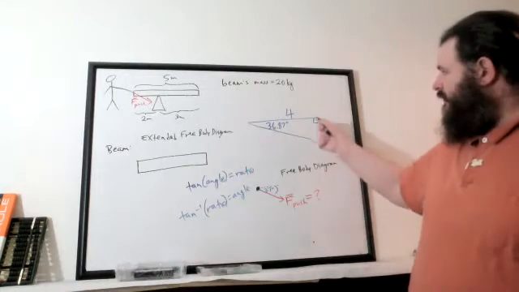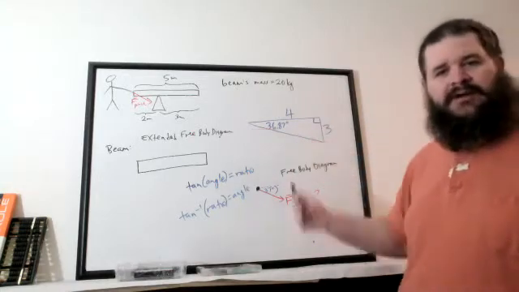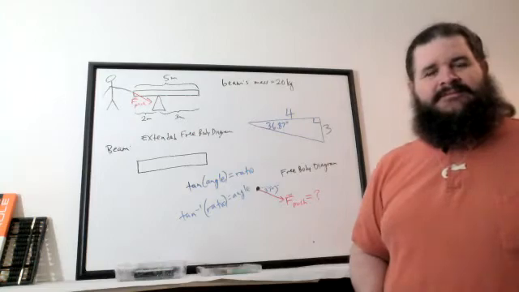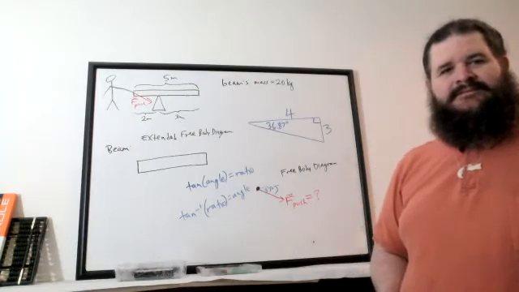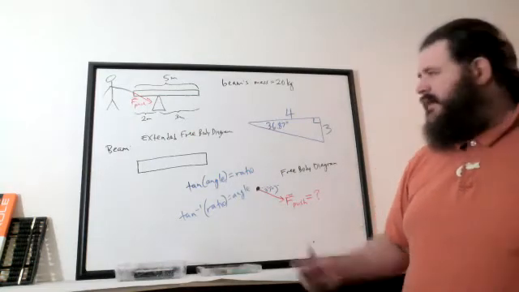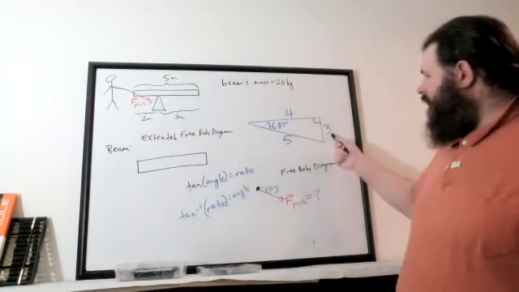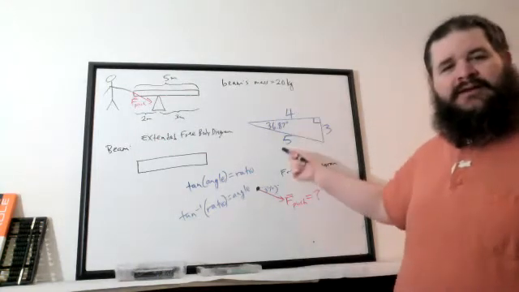If you know two of the sides are 3 and 4, what would that hypotenuse have to be? 5. Yeah, 5. 3 squared plus 4 squared would be 25. Square root of that is 5.